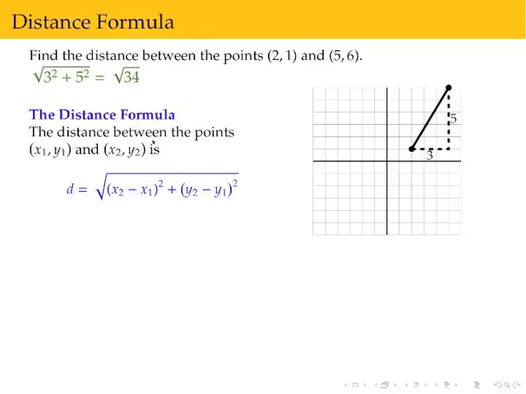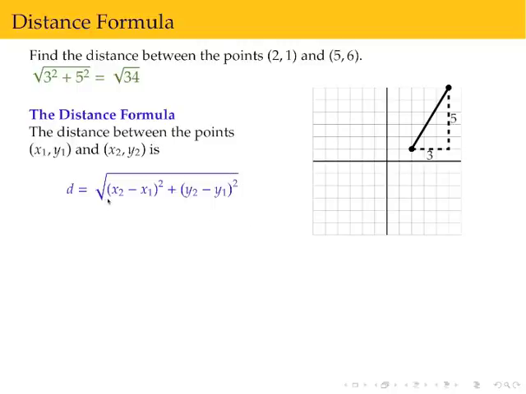So the distance between any points (x1, y1) and (x2, y2) is given by the distance formula. It's the square root of (x2 - x1) squared plus (y2 - y1) squared.